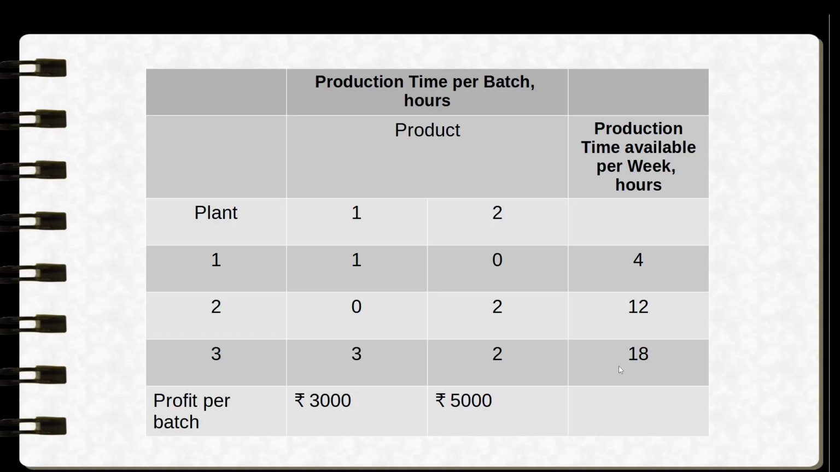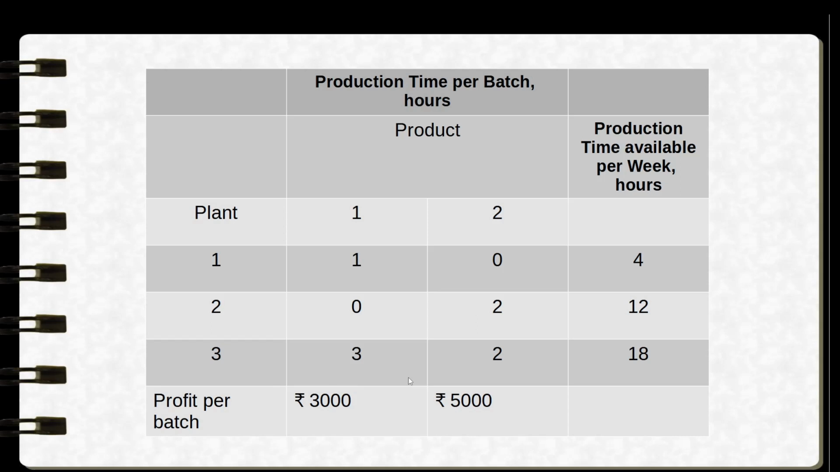With the machinery available in plant number 1, it required 1 hour to produce a batch of aluminum frames. And with the machinery available in plant number 2, it required 2 hours to produce 1 batch of wooden frames.